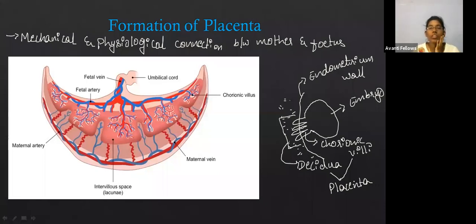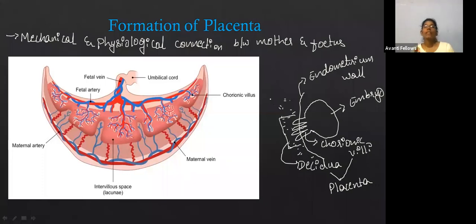It is a mechanical and physiological connection between a mother and the fetus. Yes, we know. And how is it happening? The chorionic villi and the decidua combinedly attach and form a structure called a placenta. Is this clear? Click on yes if it is clear. Only one student, 3, 4. Okay, yes, very good. Now you can unclick.